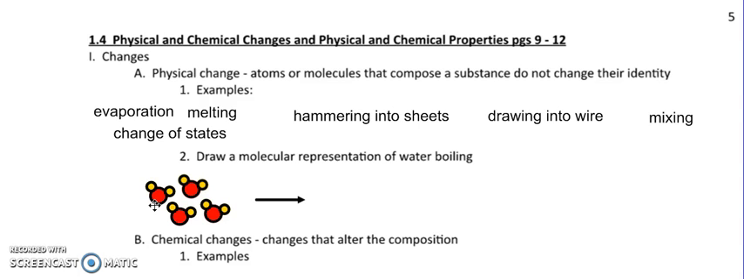That's why ice floats. But anyway, why don't you go ahead and pause this and show me what water boiling would look like. How is that a physical change? So go ahead and pause this, draw it, and come right back. Hey, how'd you do?